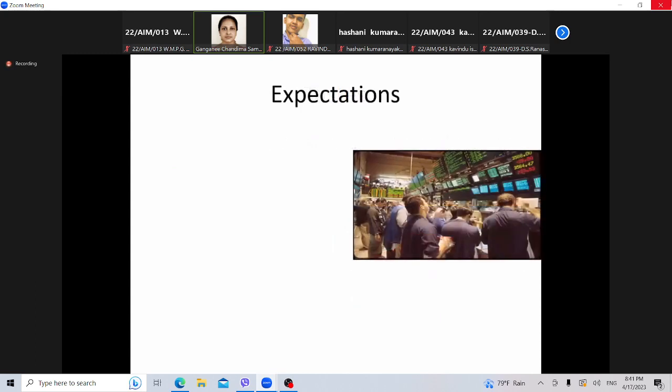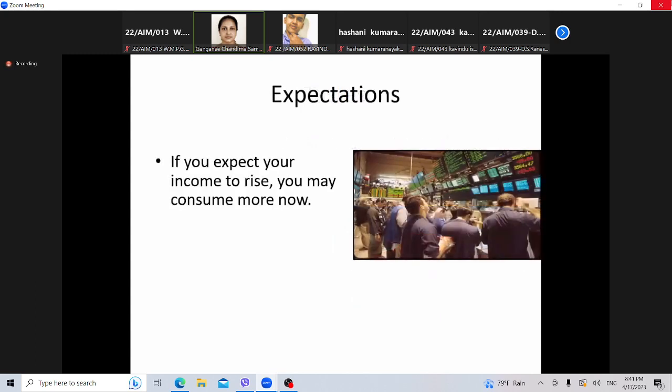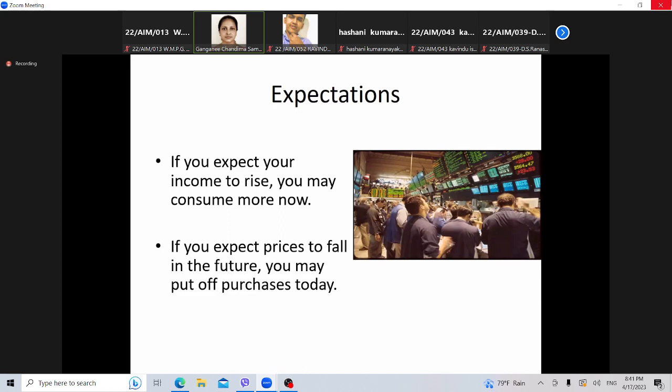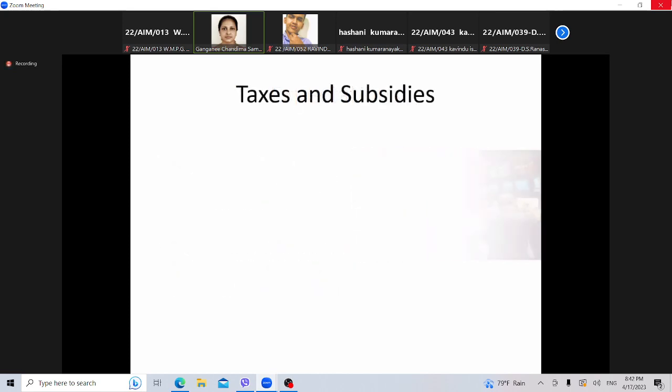Another one, expectations. Some people expect that future income will rise, so they can consume more and more. If you expect prices to fall in the future, you may put off purchases today, or you may reduce purchasing because you are expecting low income in the future.